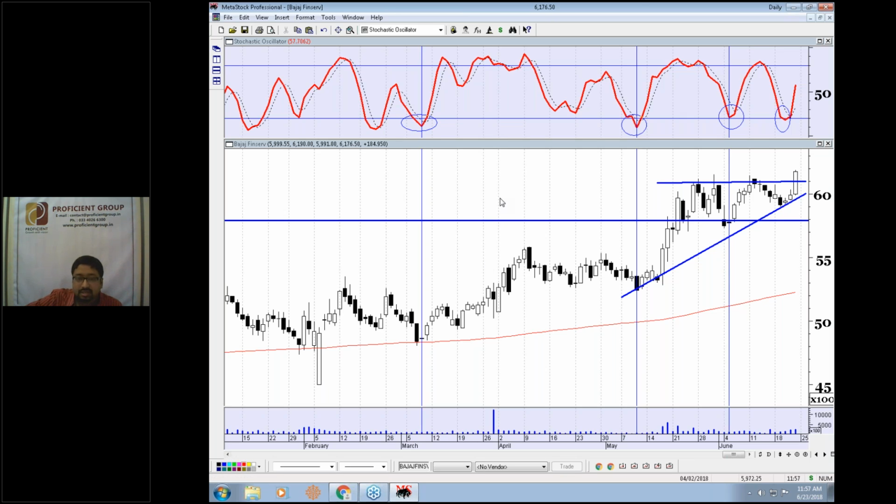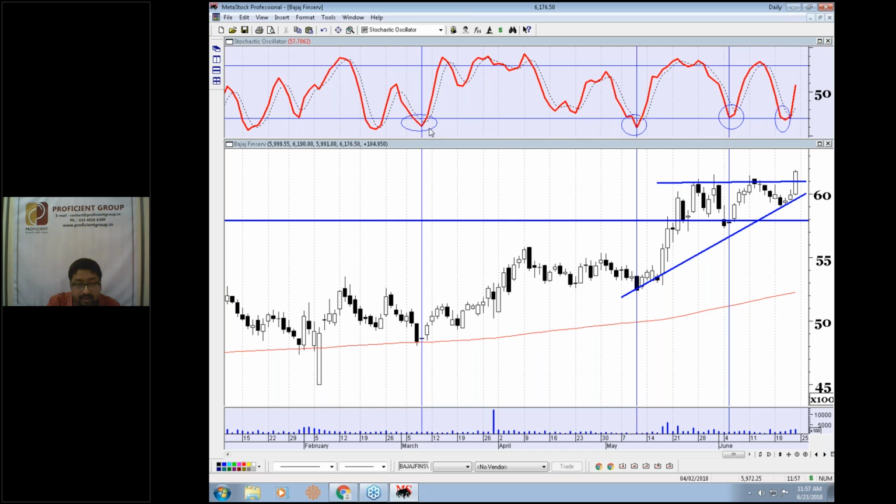The stochastic oscillator is good to point out the overbought and oversold conditions in the market, provided you truly understand the nature of the trend. If the nature of the trend is upward, if higher prices are ahead, then you will not sell the overbought conditions, right? But you will buy the oversold conditions.